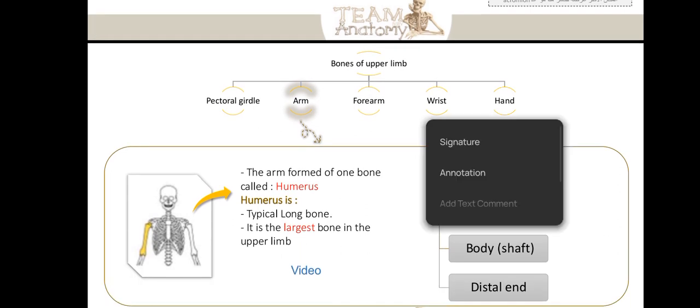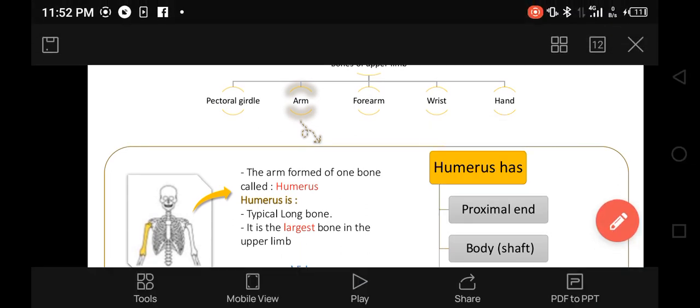Bones of the upper limb. I think we are done with the pectoral girdle. Now, if I could ask you, what is the pectoral girdle? I know some people might have forgotten. The pectoral girdle is the clavicle and the scapula. As simple as that. Those two bones form the pectoral girdle. Alright?